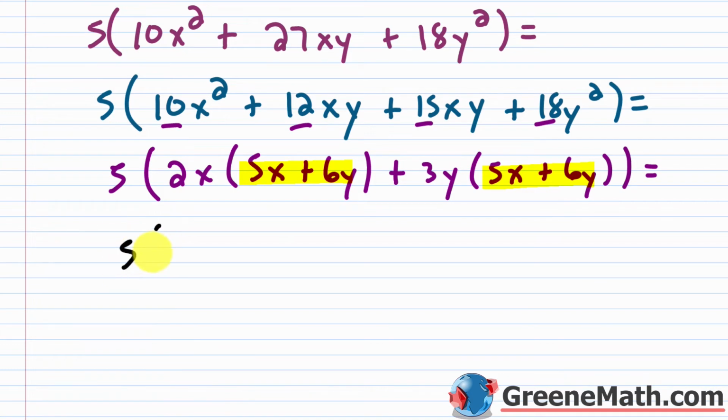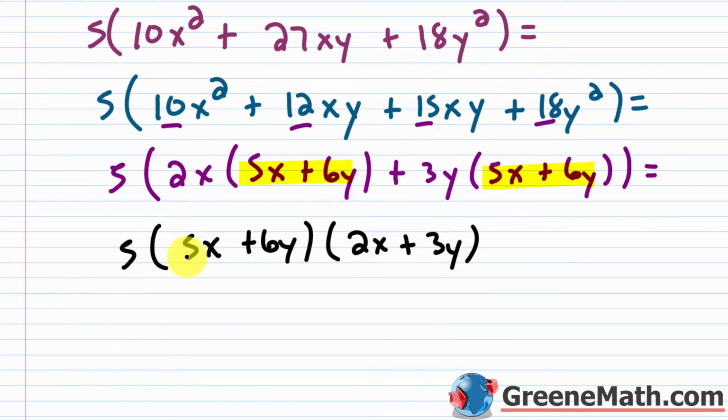So we have 5 times the quantity 5x plus 6y, then times the quantity, what's left, you have the 2x, and then plus the 3y. So 5 times the quantity 5x plus 6y, times the quantity 2x plus 3y.